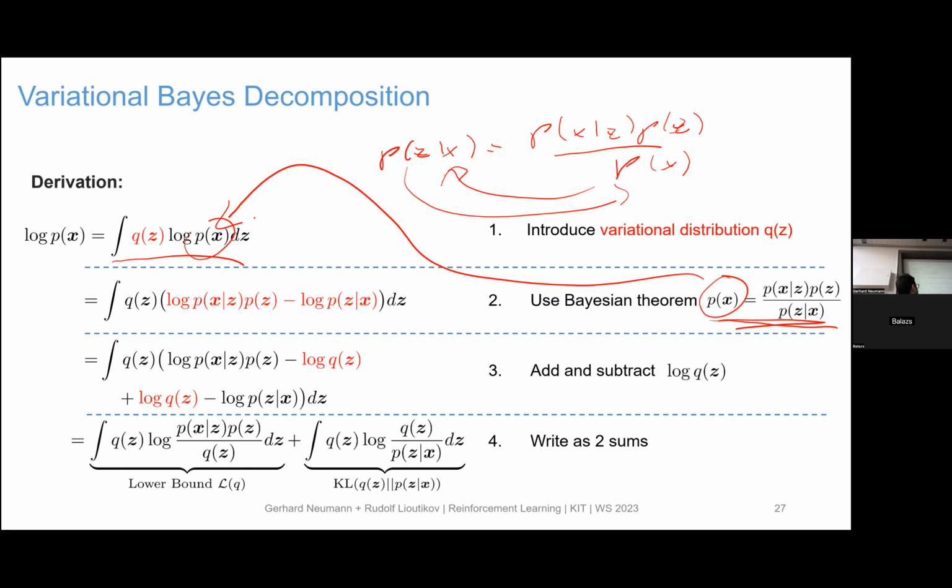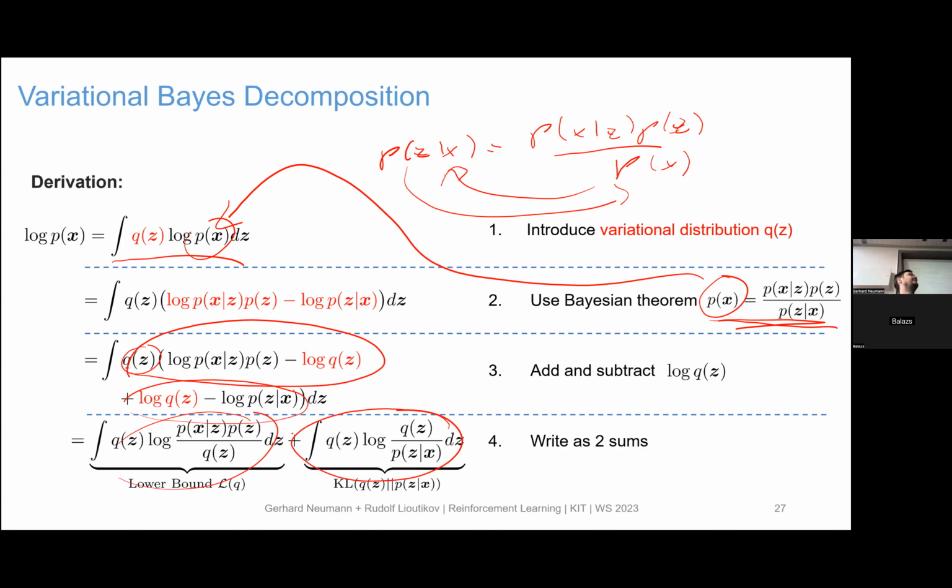Integral q of z log P of x given z P of z minus log P of z given x. And then I can again think of another nasty trick. I can add 0, well, minus log q of z plus log q of z. Didn't do anything, isn't it? And if I do that, then I get the first part here, the lower bound, and the second part, including this q of z, the KL.